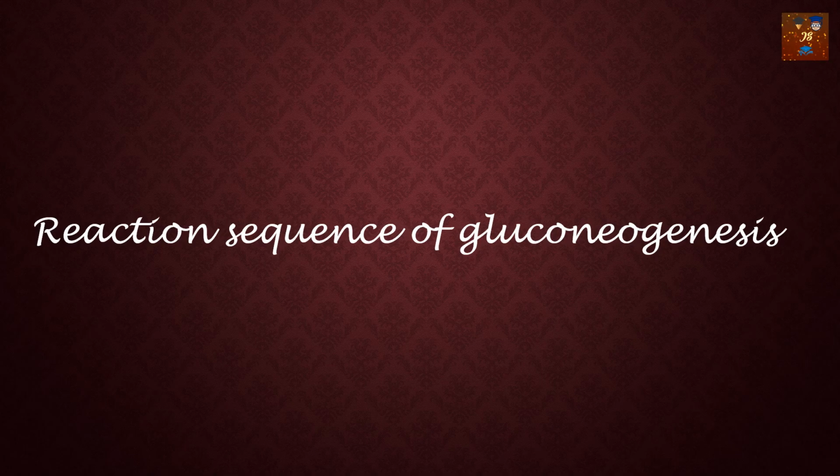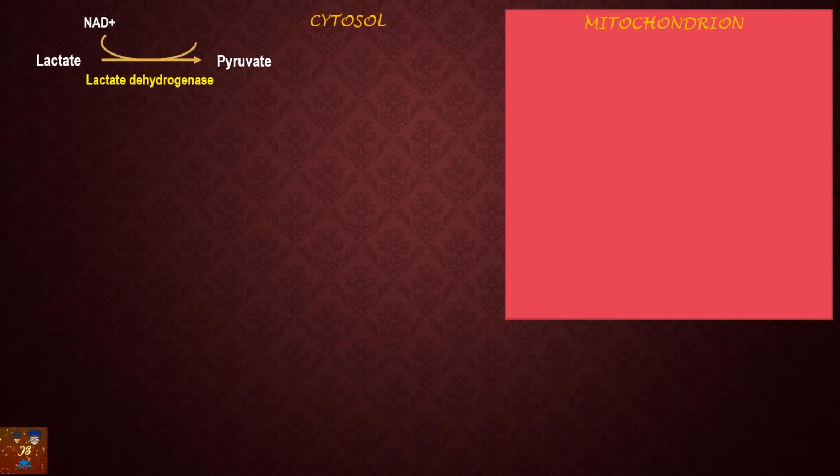Now we will learn the reaction sequence of gluconeogenesis. First of all, we have to know that gluconeogenesis occurs in combination in 2 different parts of the cell. One is the cytosol part and another one is the mitochondria part. So this process starts with the lactate, which is accumulated in the muscle. Lactate is converted into pyruvate with the help of the lactate dehydrogenase enzyme, and in this case you can see that some transfer of energy happens.